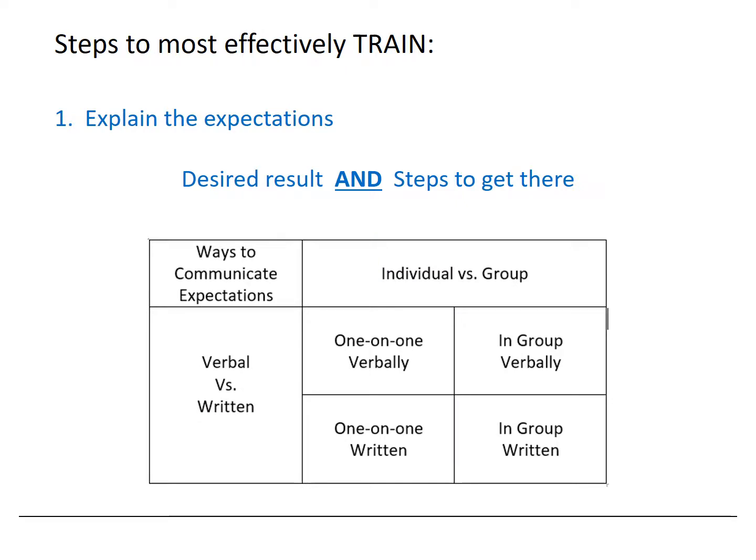There are a couple of ways that expectations can be explained. Communication can be either verbal or written, and communication can be done one-on-one or with a group, assuming that more than one person is being trained at a time. That leaves 4 possible combinations: one-on-one verbally, one-on-one written, in a group verbally, and in a group written. Which do you think is the most effective?